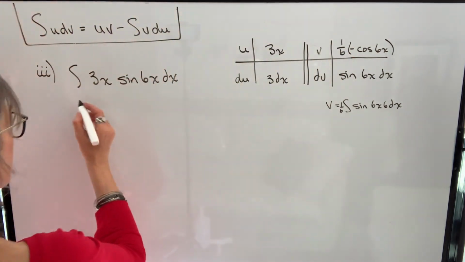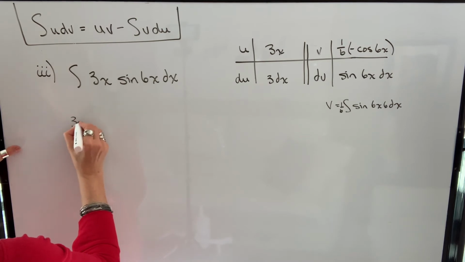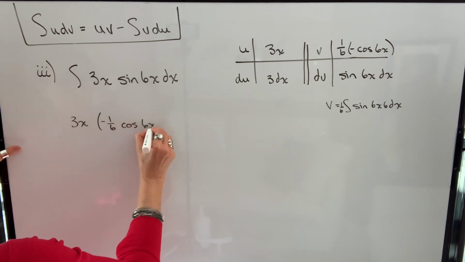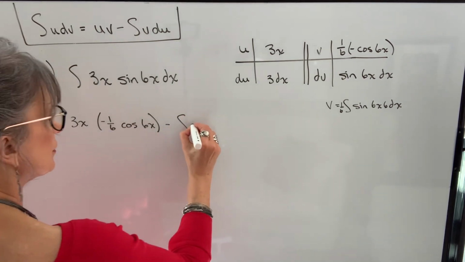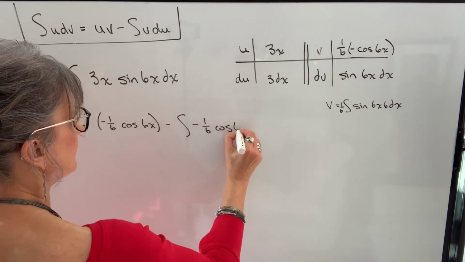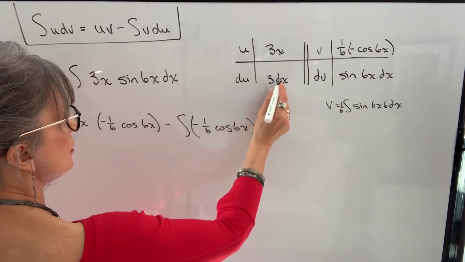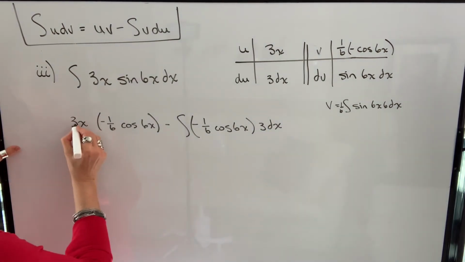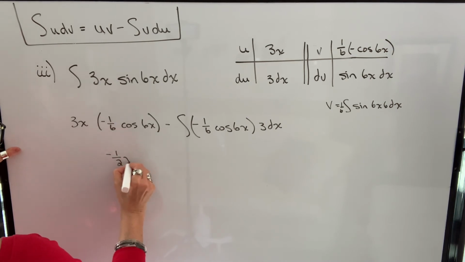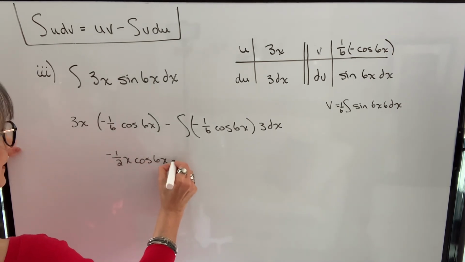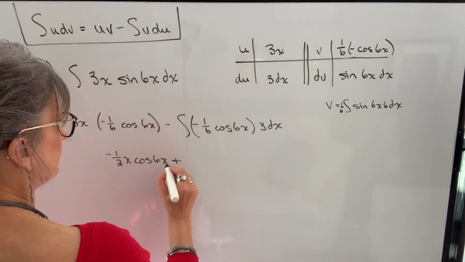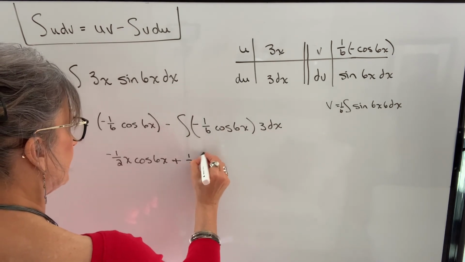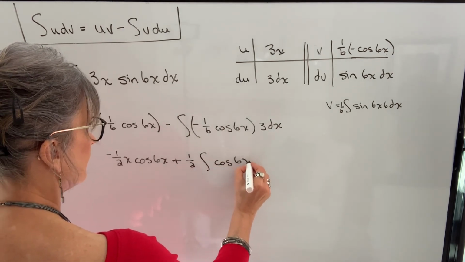I plug into my formula. So this integral will equal u, which is 3x, times v, which will be negative 1/6 cos of 6x, minus the integral of v, which is negative 1/6 cos of 6x, times du, which is 3 dx. And then I usually take the next step to clean it up. So 3 times negative 1/6 is negative 1/2 x cos of 6x. Minus minus becomes plus. The 1/6 times the 3 is 1/2. I'm going to pull it out front. And then I have the integral of cos of 6x dx.